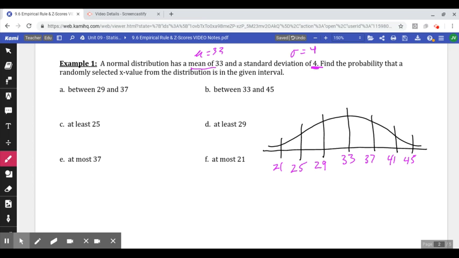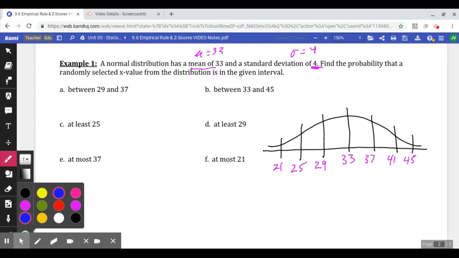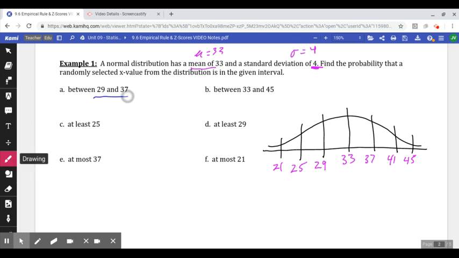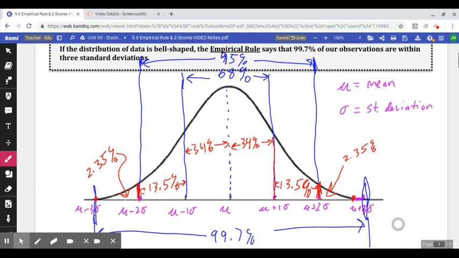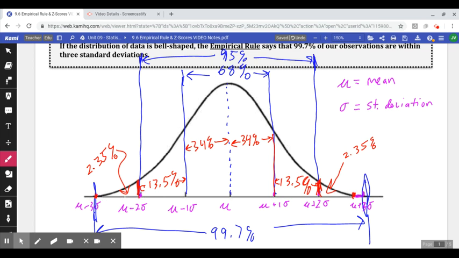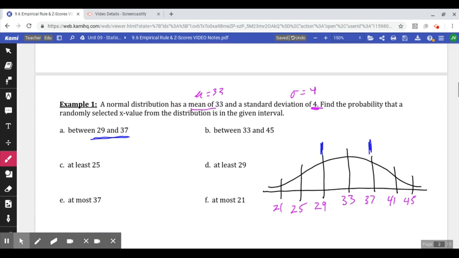It says find the probability that a randomly selected x value is in the given interval. So the percentage here is going to be the probability, the same thing that we looked at in the concept video. Let's take a look at the first one. What percent of the data is between 29 and 37? 29 is here and 37 is here. In the concept video, we see that 68% of the data is between one standard deviation below and one standard deviation above. So my answer here is going to be 68%.